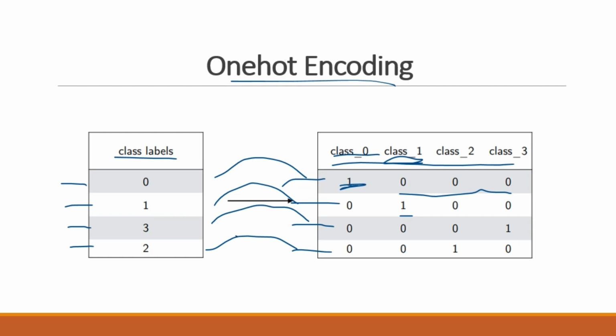So this training example belongs to class 3. It has a 1 here in the last column. So this is how the one hot encoding works. You can think of it as an indicator variable. So you have a 1 in the right column, and the other ones are zeros.